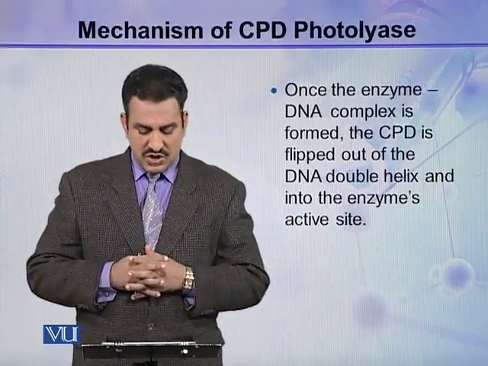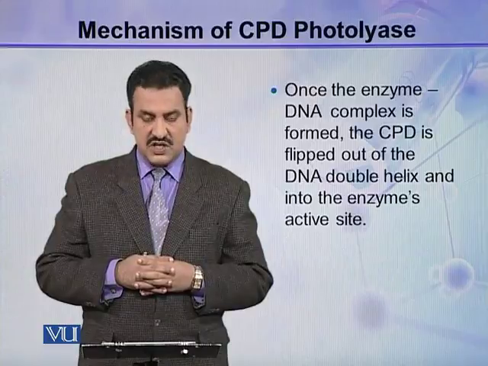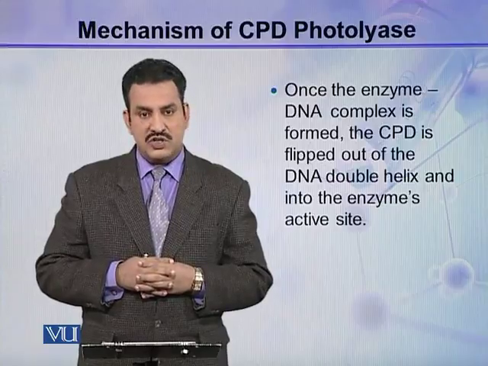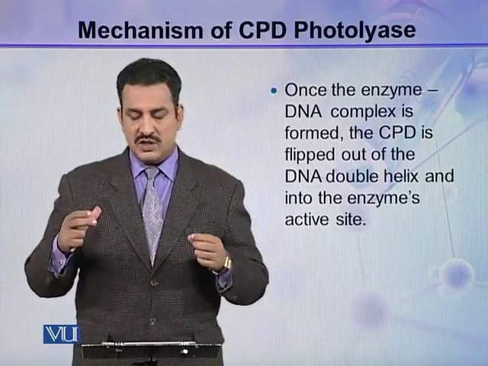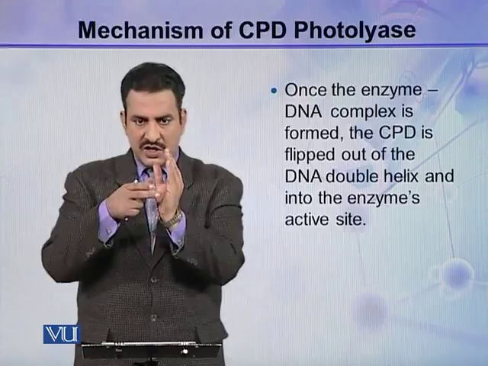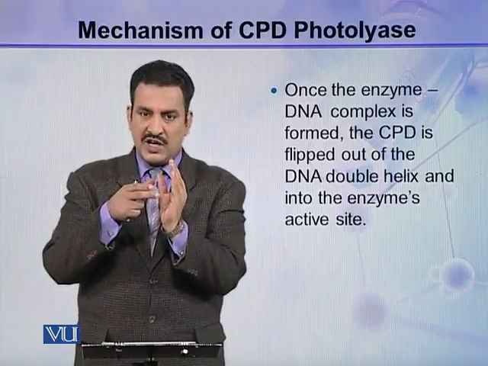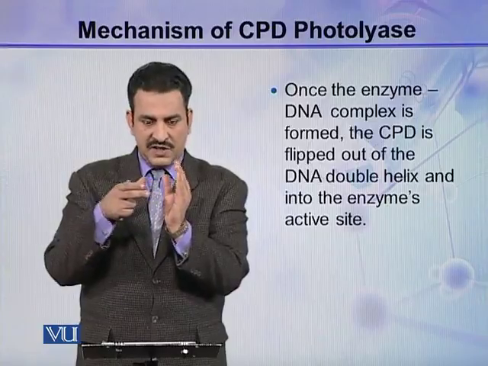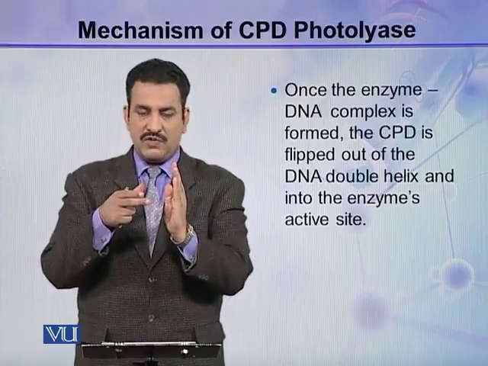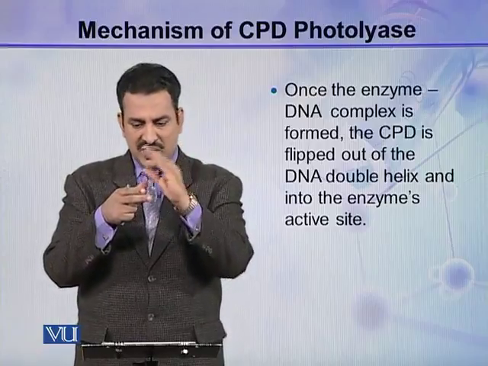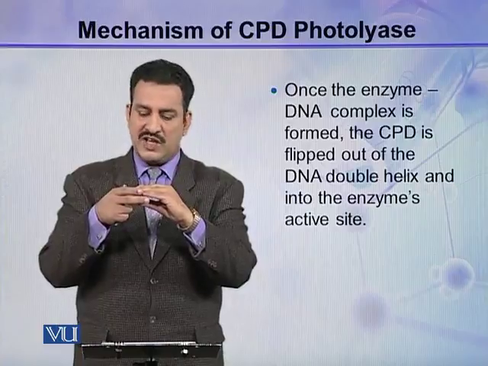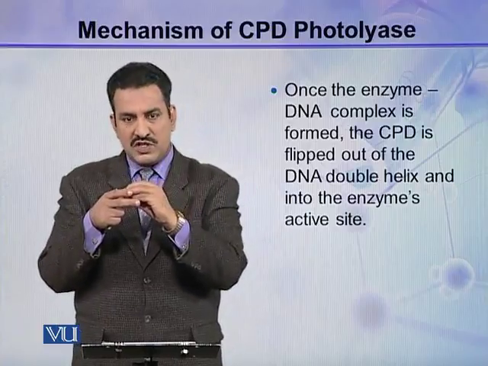Once the enzyme DNA complex is formed, the CPD is flipped out of the DNA double helix and into the active site. So once this enzyme binds to the DNA, where a dimer is present, the dimer flips out from the helix. This is the helix of DNA. It flips out from the helix and comes into the active site of CPD photolyase, into the pocket of this enzyme.